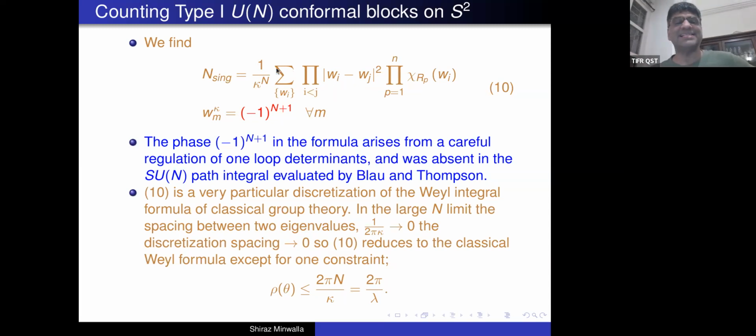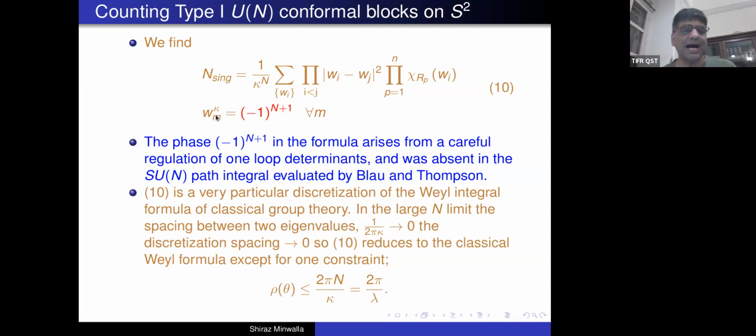Now, this quantity is then summed over all allowed values of omega. What do I mean by all allowed values of omega? In the case of the simple type 1 theory, all allowed values of omega i are simply the set of all possible omega i's that obey the equation omega i to the power kappa is equal to minus 1 to the power n plus 1, and no two omega i's are equal. You can see that had two omega i's been equal, this term would have set the contribution of that to 0.